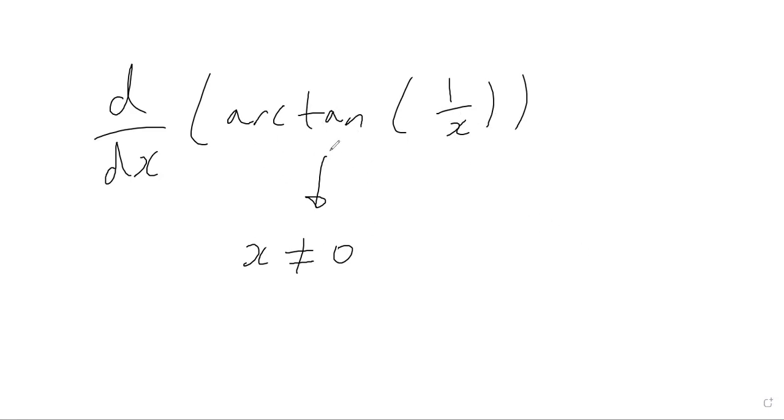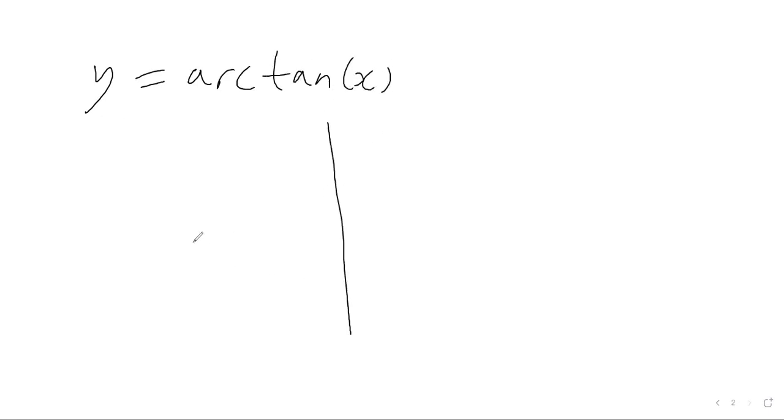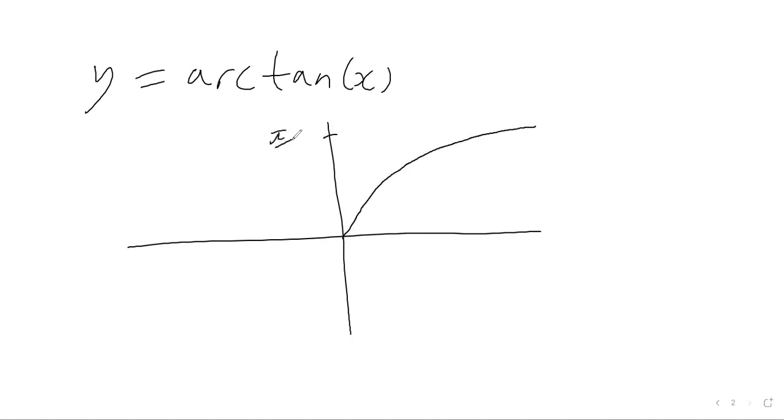And in fact, let's just consider the domain and range of this arctan of 1 over x function. To help us do that, we can start by looking at the y equals arctan of x graph. So the arctan of x graph looks something like this. It tends to pi over 2 as x tends to infinity, and it tends to negative pi over 2 as x tends to negative infinity, something like this.